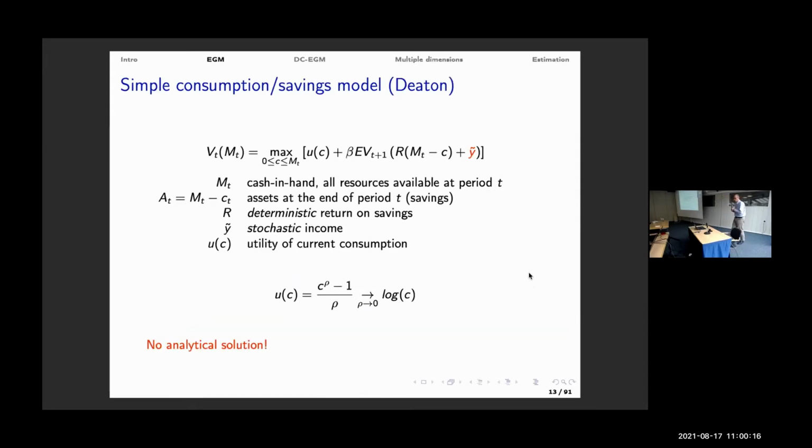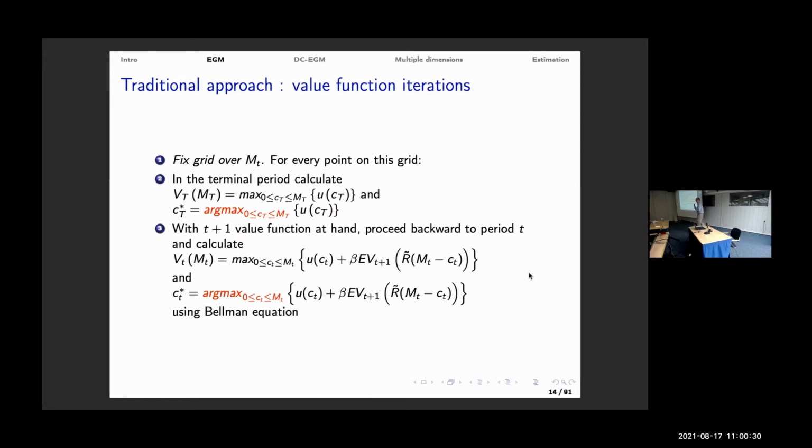All right, so now let's just introduce income. Income is going to be this Y, potentially stochastic, and suddenly we don't have any analytical solution anymore. So what do we do then? Then we do value function iterations, right? Traditionally, we fix a grid over wealth. We just look at every possible state this model can be in. We have some terminal solution or initial guess for the value function if it's an infinite horizon case. And then we iterate over time in a backwards induction manner, and we solve the Bellman equation.